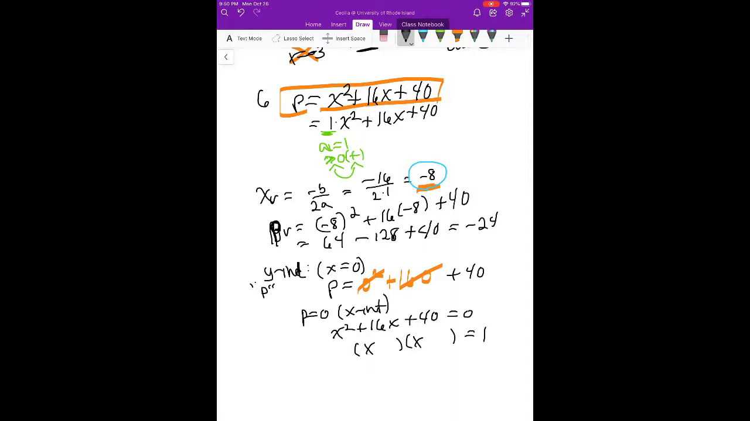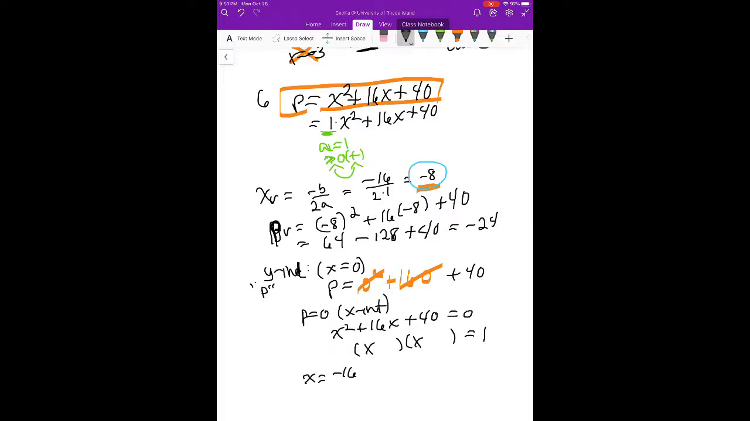So 4 times 10 is going to give me 40, but that will not add up to 16. 5 times 8 is 40, but that does not add up to 16 either. 2 times 20 could give me 40, but that can't give me 16 either. So, I don't think this is factorable. So let's go ahead and use the quadratic formula.